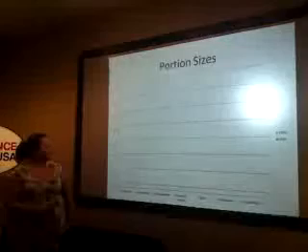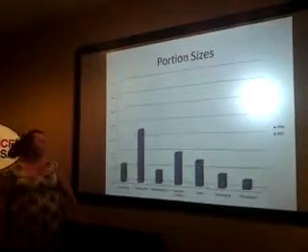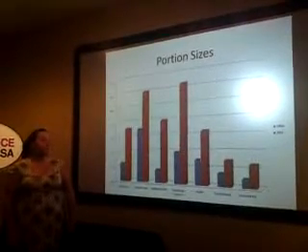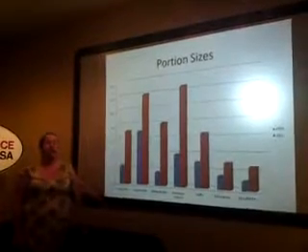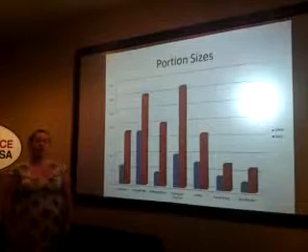This is a chart. This is the portion sizes in the 1950s. This is the portion sizes in 2003. You can see how much our portion sizes have grown on average. This shows just how much more we are eating.